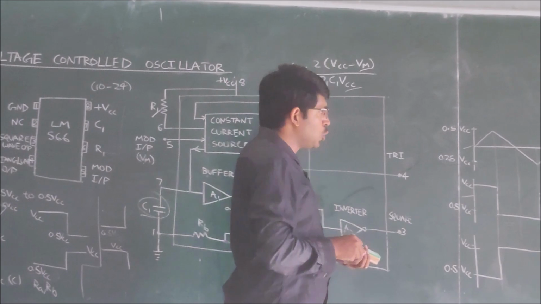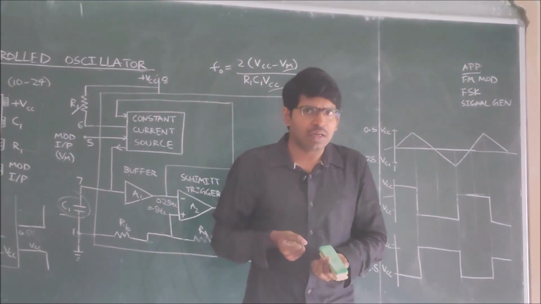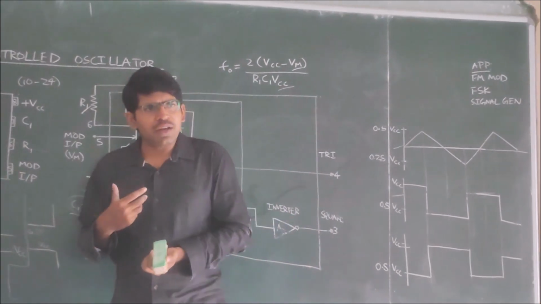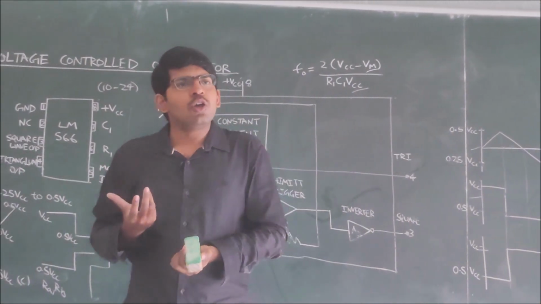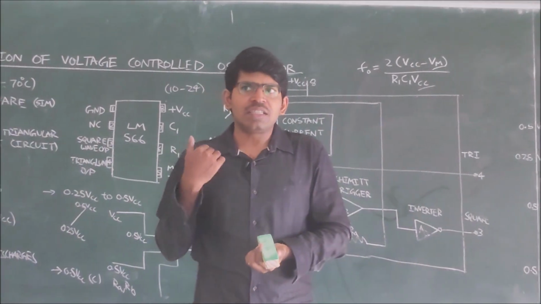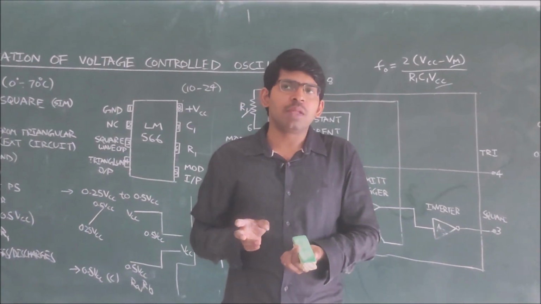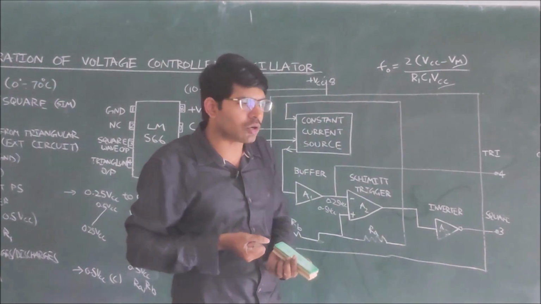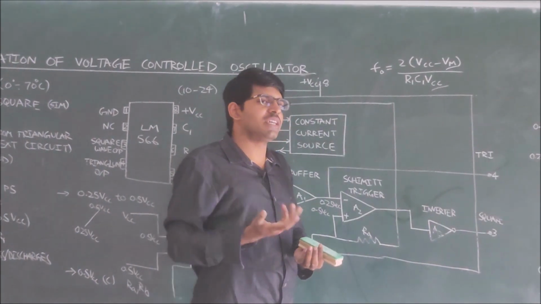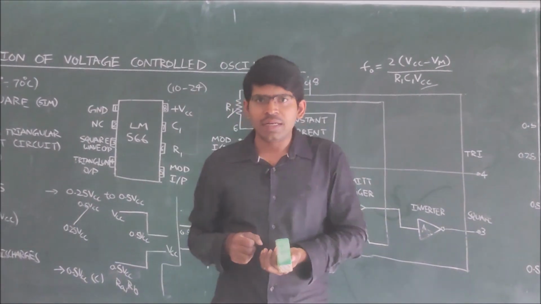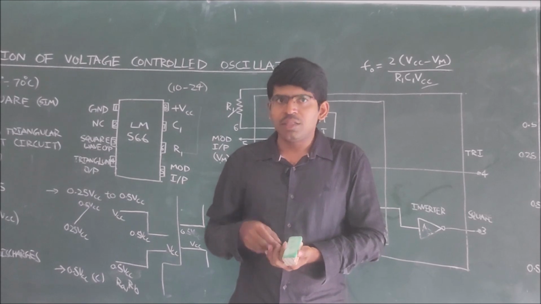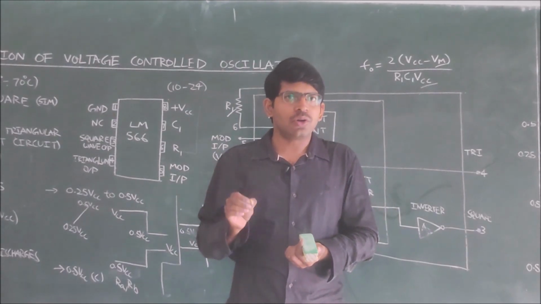We use this circuit in frequency shift keying, in frequency modulation. In frequency shift keying, whenever we want to use the carrier in such a way that we change the frequency for binary 1 and binary 0, at that time we may use the voltage controlled oscillator. And for signal generation, for the triangular wave and square waves, we will use this circuit. This is the operation of the voltage controlled oscillator.